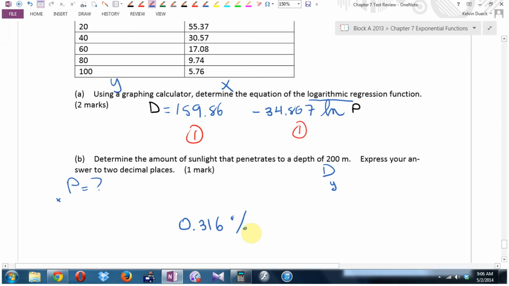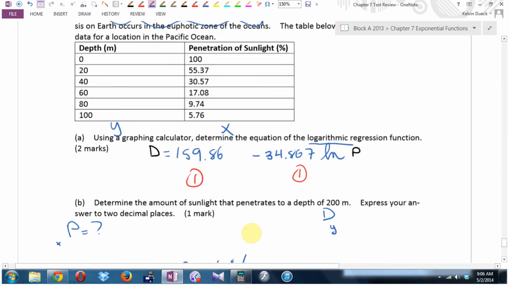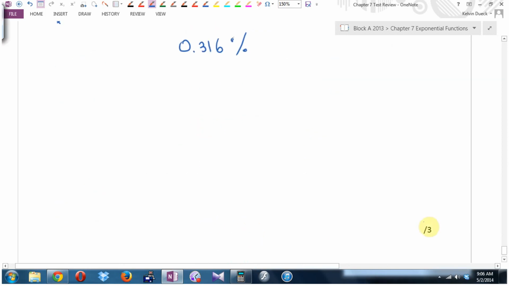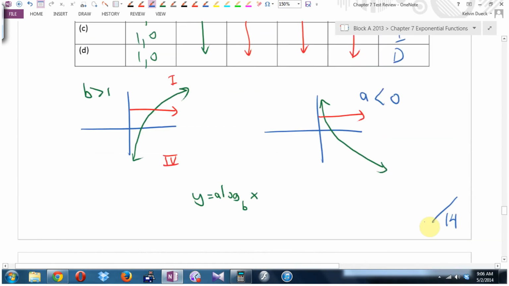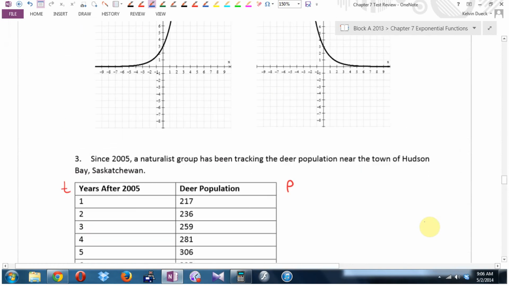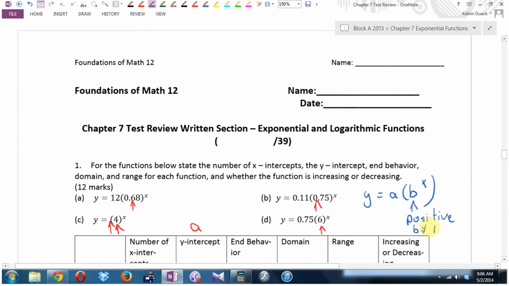1 mark. Okay? On this page, you can give yourself a score out of 3. That one worked. And if you'd be so kind as to give yourself a score, an honest score, right here at the top out of 39, please.